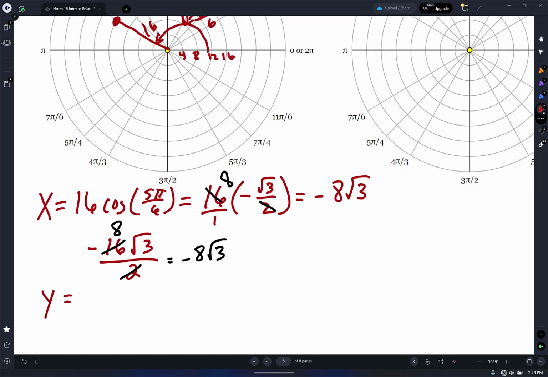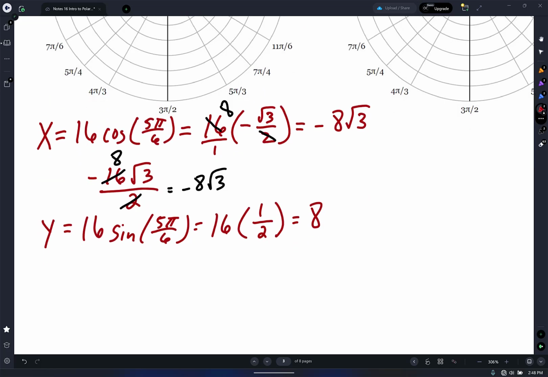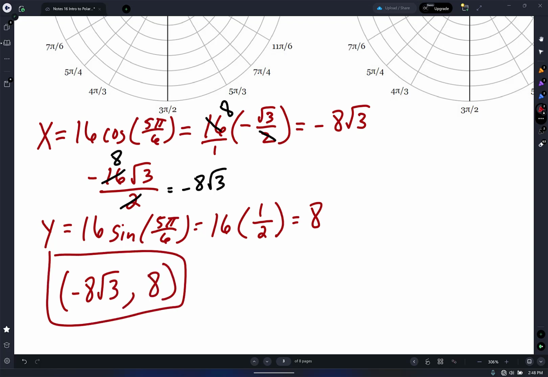All right, same thing with this one. The y value: 16 sine of 5 pi over 6. What's sine of 5 pi over 6? Do you remember? 1/2. What's half of 16? 8. So in rectangular coordinates, negative 8 square root of 3 is my x value and 8 is my y value. That's an x and a y. Easy, right? Not that bad.